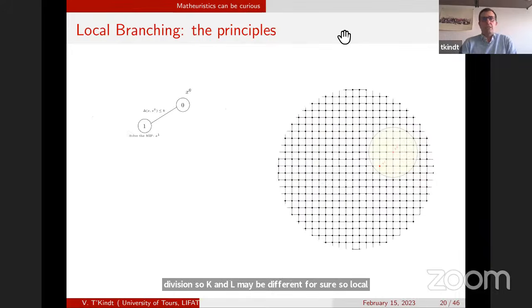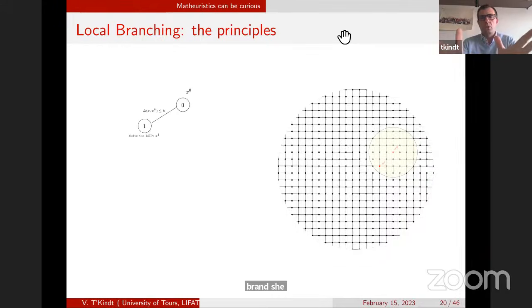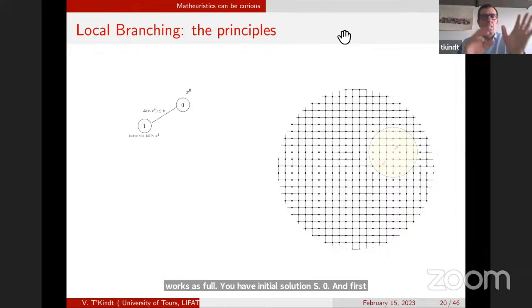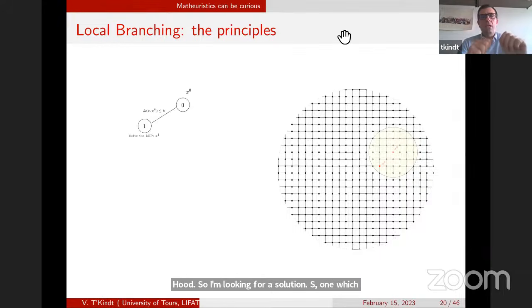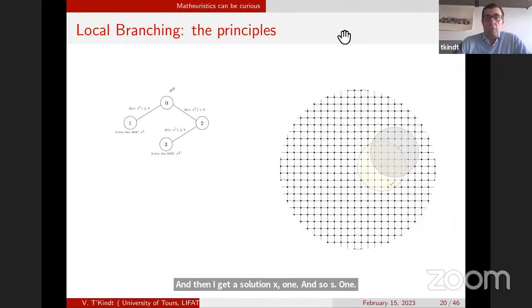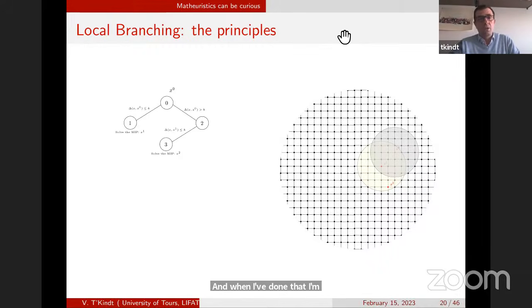So local branching works as follows. You have an initial solution, S0. First, you generate one branch on which you say, okay, I'm looking into my neighborhood. So I'm looking for a solution S1 which has at most K changes in the variables with respect to S0 and X0. I add this constraint to my solver and I solve the IP. Then I get a solution X1, and so S1. And when I've done that, I'm happy. I have a new solution which improves S0.